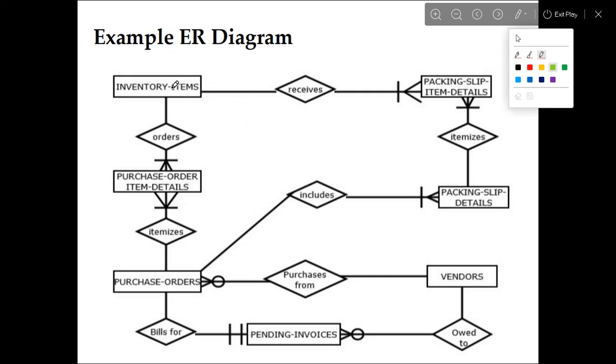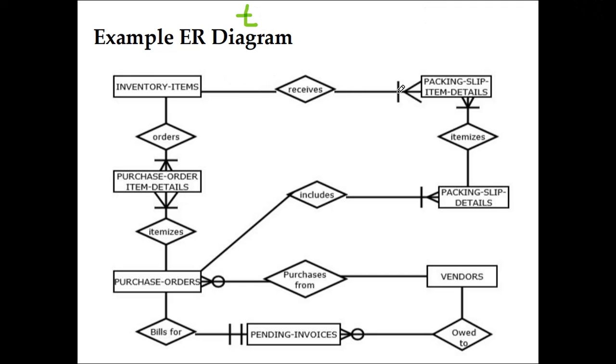Now inventory items receives one or many packaging slip item details. Matlab एउटा item, let's say for example table is an item, that table can be ordered by multiple, isn't it? So it can obviously have multiple packaging slip items. थुप्रो जग्गा package मा हाल्नु सक्छ.